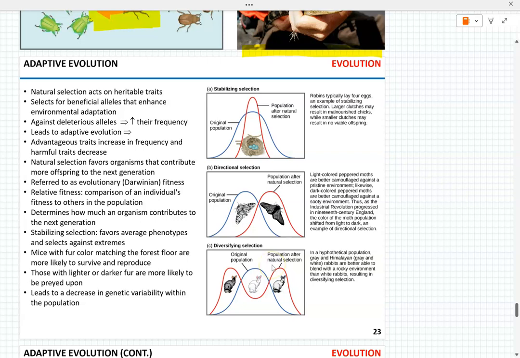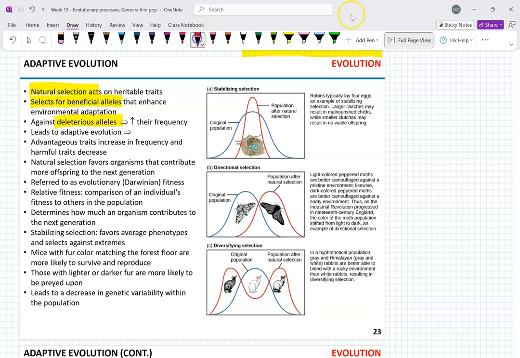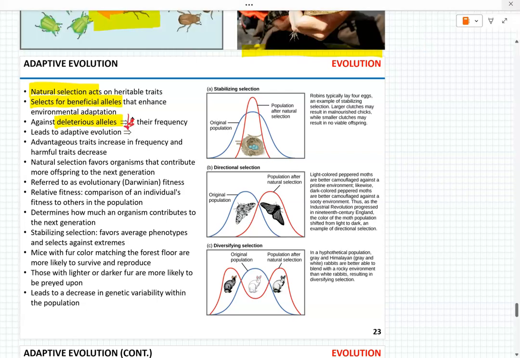Now we're going to talk about adaptive evolution. The purpose of selection is to select for beneficial alleles that will enhance adaptation to the environment, and it works against deleterious or disadvantageous alleles. So it will reduce the frequency of deleterious alleles. Let me correct myself here. All of this leads to adaptive evolution.